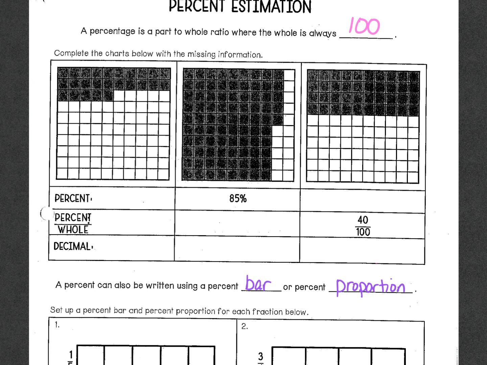So what you do is you count the number of shaded boxes. So you got 1, 2, 3, 4, 5, 6, 7, 8, 9, 10, 20. 1, 2, 3, 4, 5. So there's 25. And this is out of 100 squares. So my percentage shaded would be 25%.